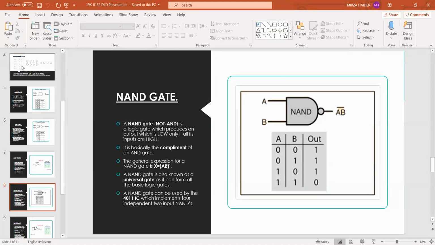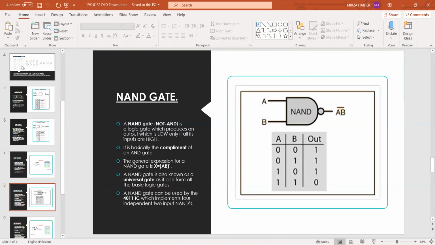A NAND gate is a logic gate which produces an output which is low only if all its inputs are high. It is basically the complement of an AND gate. The general expression for a NAND gate is X = (AB) bar. A NAND gate is also known as a universal gate as it can form all the basic logic gates.